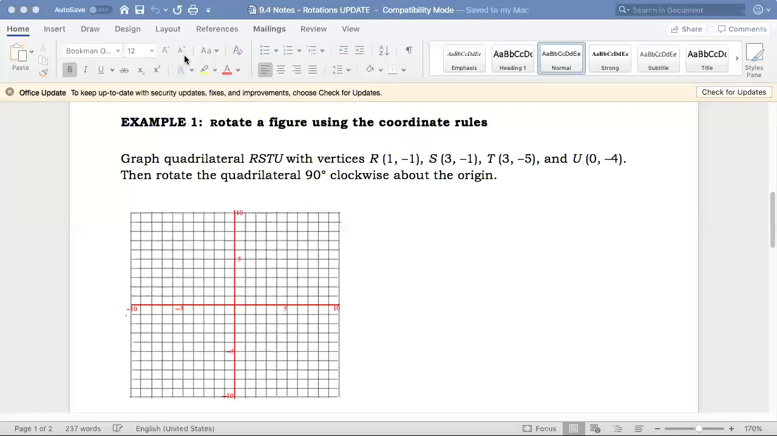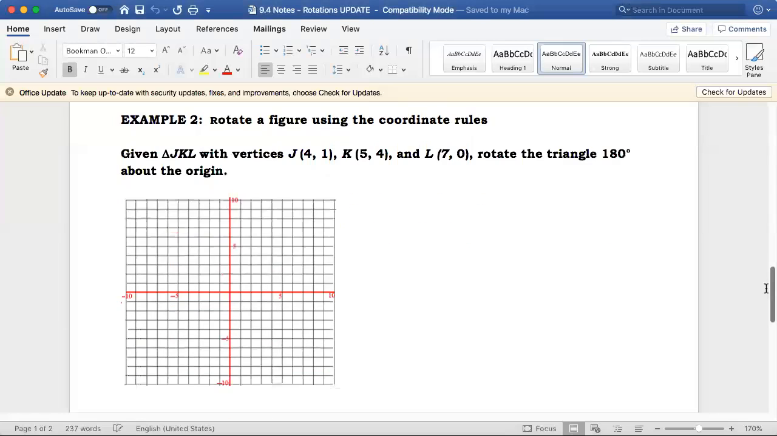So now let's take a look at the next example. And we're going to do the same thing. We are rotating our triangle JKL 180 degrees about the origin. So remember, when we do a rotation of 180 degrees, we are taking our original coordinate, x, y, and we are merely just flipping the signs. So if x is positive, it's going to become negative. If it's negative, it's going to become positive. And then the same thing with y.